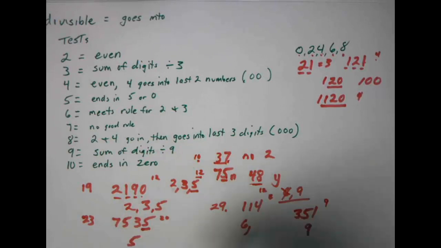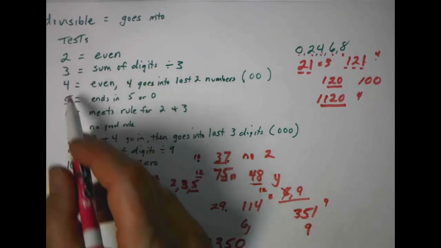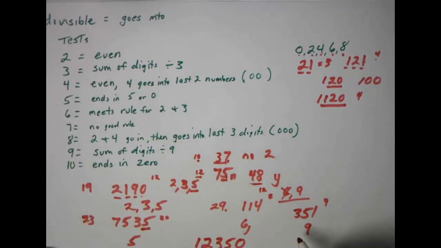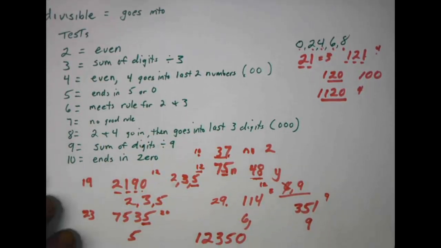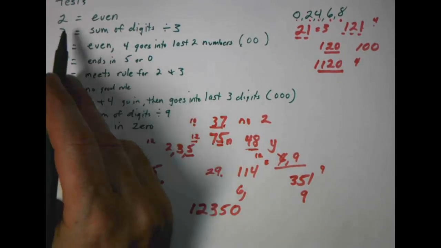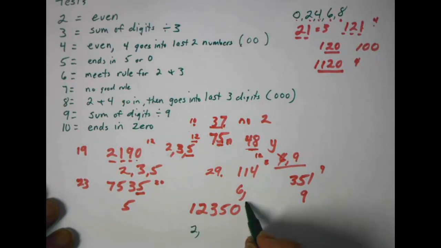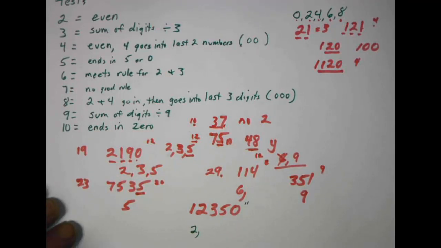Okay, let's take a big number. Let me just pick a number. Let's do 1, 2, 3, 5, 0. Okay, and we're going to check all of these to just kind of practice our divisibility rules. So our number is 12,350, and we're going to check to see if all of these will go in. Well, first off, is the number even? Yes, therefore 2 will go in. Sum of the digits: 5 and 3 are 8, 2 is 10, 1 is 11. Nope, 3 won't go into 11, therefore 3 doesn't go in.